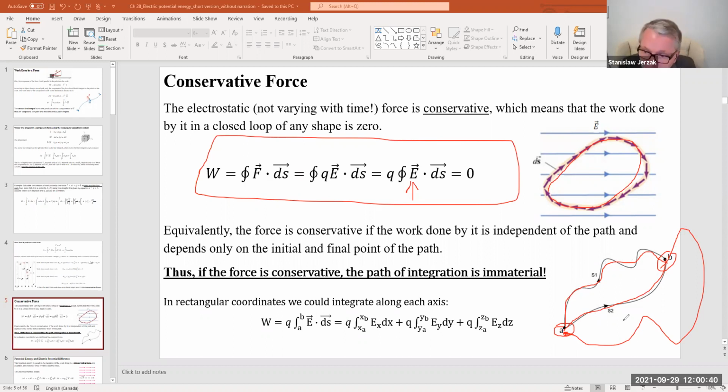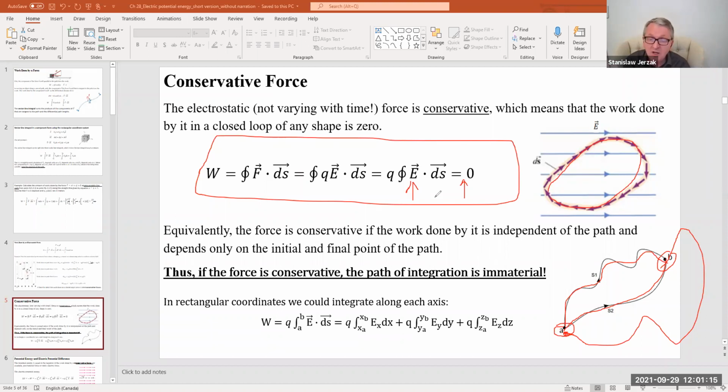So these two statements are equivalent: that the work done by the electric force on a closed loop must always be equal to zero, is equivalent to saying that the work done by electric force is independent of the path from initial point to final point. The work only depends on the initial and final point. So that's a very important observation. And I repeat again that only that static electric force is conservative.